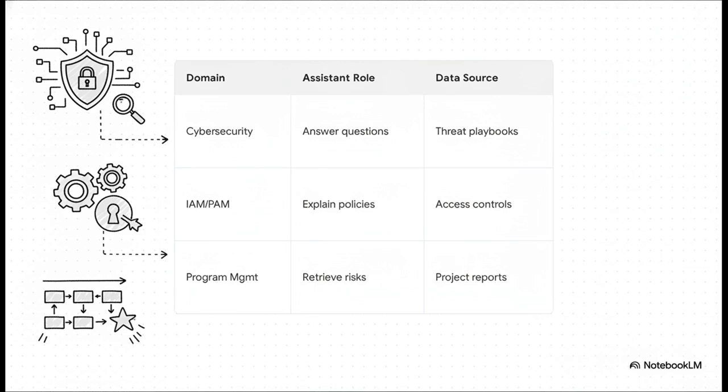In IAM, for example, untangling years of legacy user permissions and nested groups can take a human hours of manual investigation, but a grounded AI can retrieve and explain those specific access paths instantly. Even in program management, it can immediately retrieve project milestones and dependencies from a sea of scattered documentation. It's no longer a generic assistant. It's your specialized in-house expert.